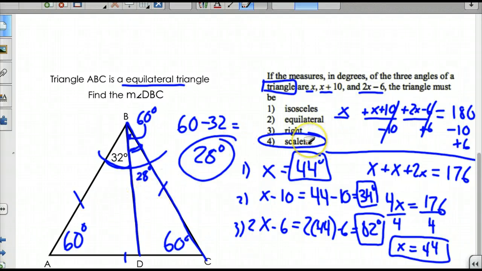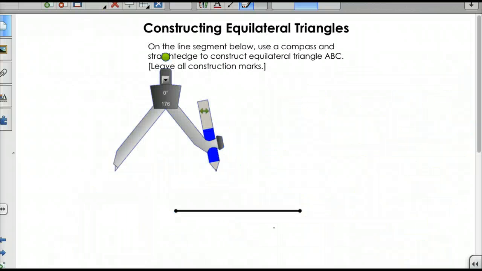Scalene, no congruent sides. Equilateral, 3 congruent angles, and isosceles, 2 congruent angles. And a right just means it has a 90-degree angle.